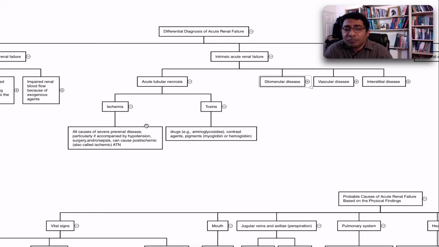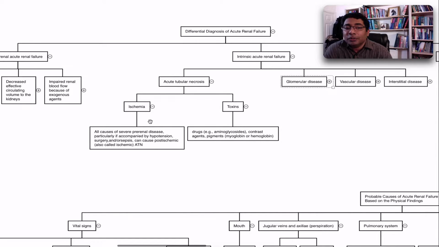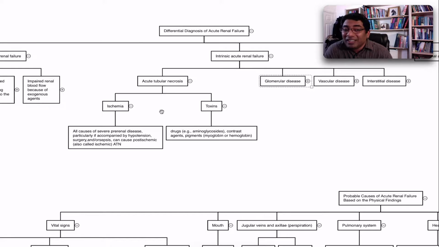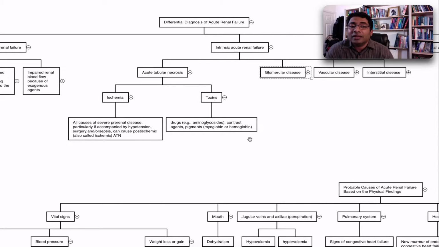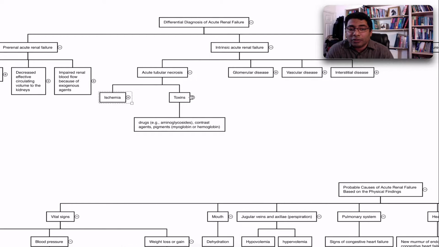So all cases of pre-renal disease, particularly if accompanied by hypotension, surgery, or sepsis, can cause ischemic acute tubular necrosis. Essentially, if it's long-standing, the organ gets ischemic. So ischemia causes acute tubular necrosis. So pre-renal hypotension, hypoperfusion can finally lead to an acute tubular necrosis and turn into intrinsic acute renal failure. Toxins like aminoglycosides, contrast agents, pigments, myoglobin or hemoglobin, they can all cause acute tubular necrosis.